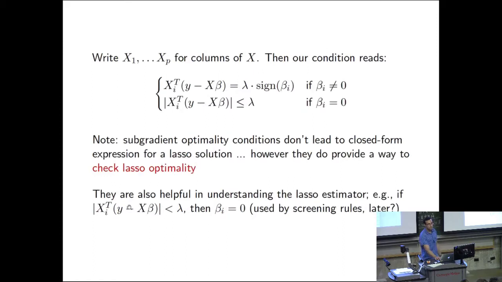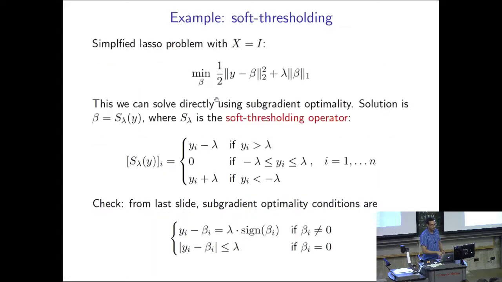Let's just go back to these conditions in the case when X was the identity. If X is the identity, then these become the following. In every component, I have to have y_i minus beta_i being equal to lambda times the sign of beta_i if beta_i is non-zero, and otherwise it has to have absolute value less than or equal to lambda. Because these conditions decouple over all i, I can just try to compute the solution for one i individually, and that'll be good enough. These conditions apply component-wise, so there's no reason to think about this as a problem over n variables.